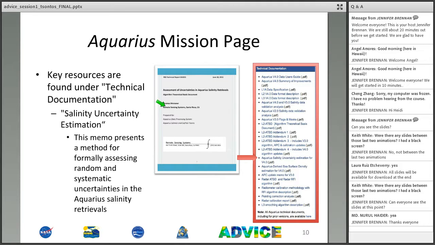A final document that relates to this whole issue of errors is something that was produced as part of the version 4.0 of the data set, and this is the uncertainty assessment algorithm document. It essentially just documents the method of computing uncertainty and errors in the Aquarius data.